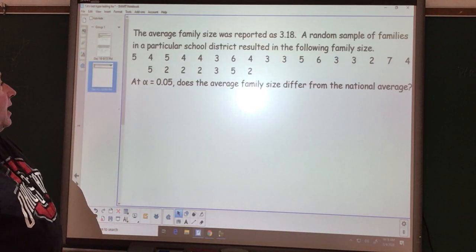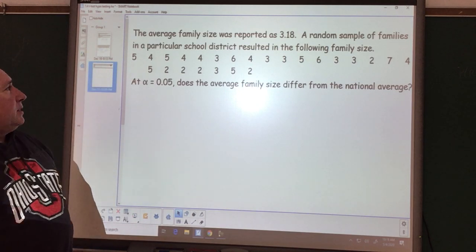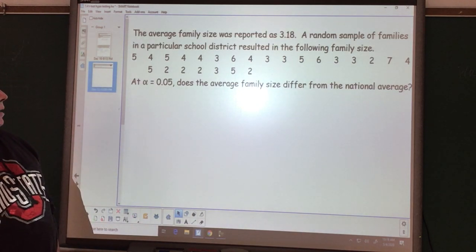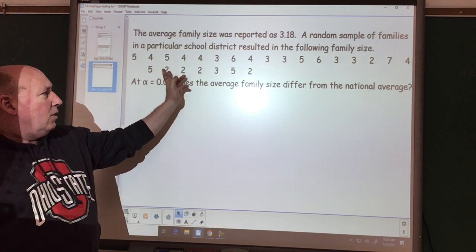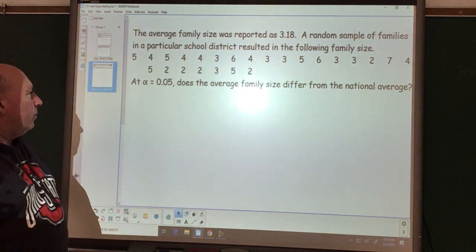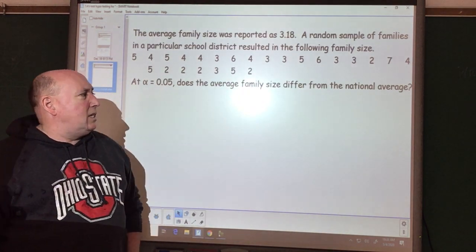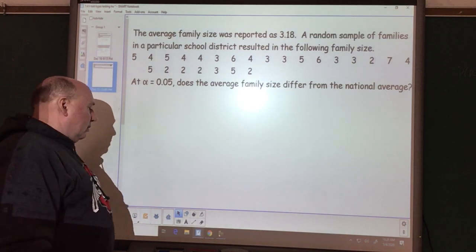Let's look at that last one. Average family size was reported to be 3.18. A random sample of families in a particular school district resulted in the following sample. We're given a set of data. Alpha value 0.05. Does the average family size differ from the national average?